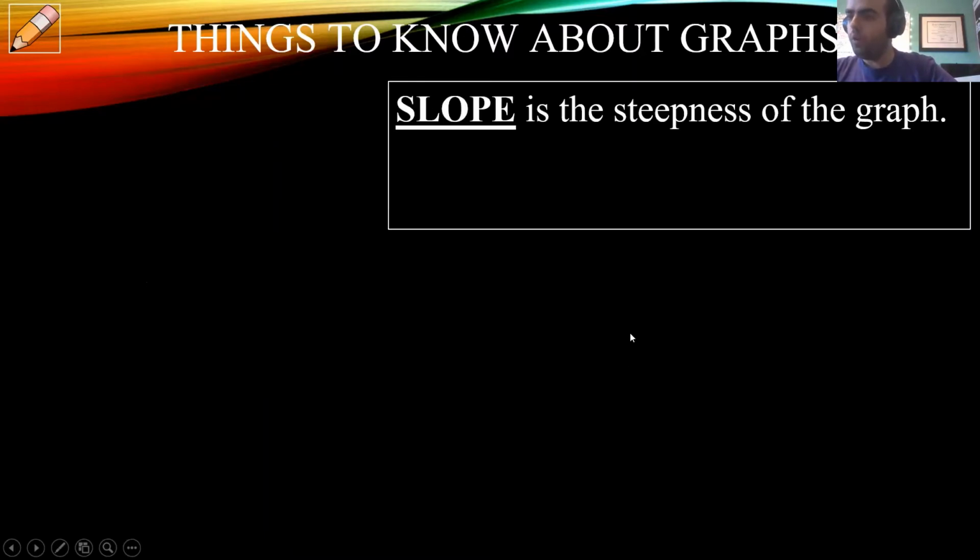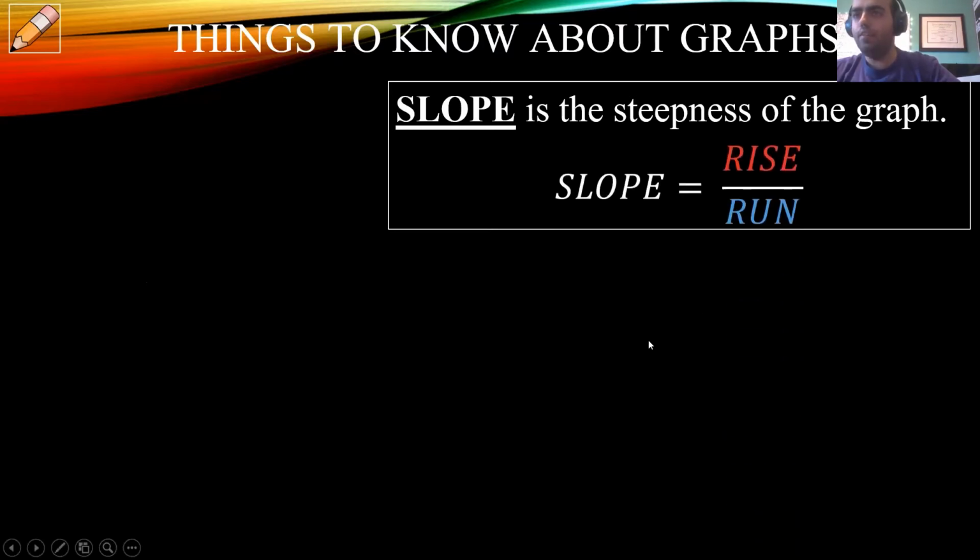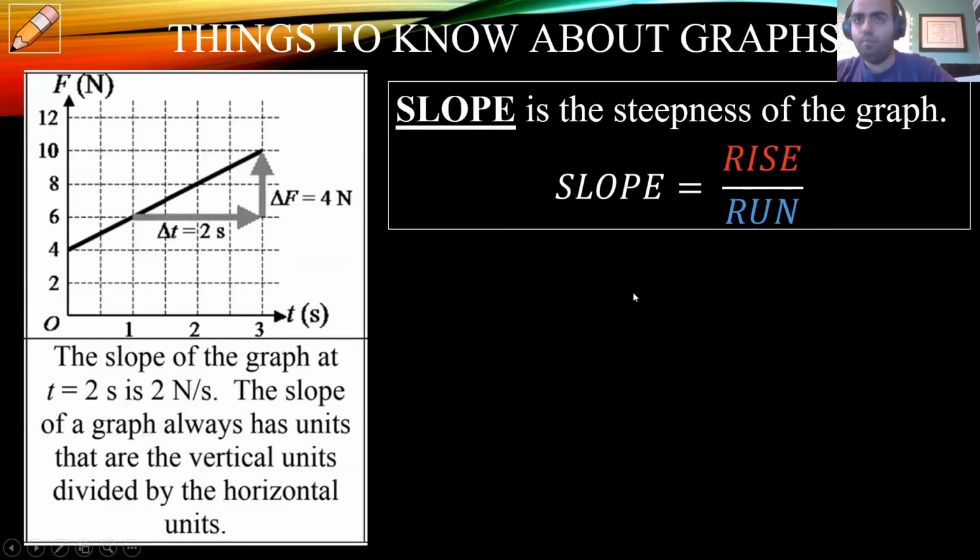Another thing that you're going to want to be able to find from a graph is the slope. And when we talk about the slope, that's the steepness of the graph. The way that you can calculate that slope is by doing the rise over the run. So looking at that same graph, this is an example of a problem where you might be asked to find the slope.